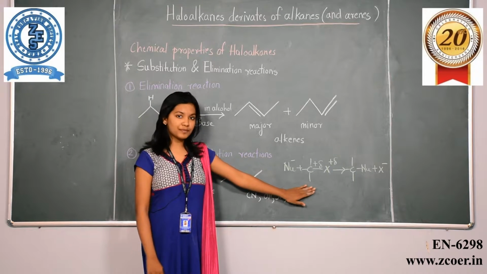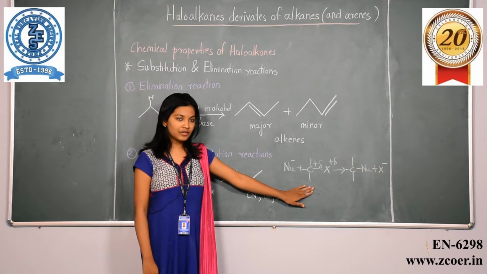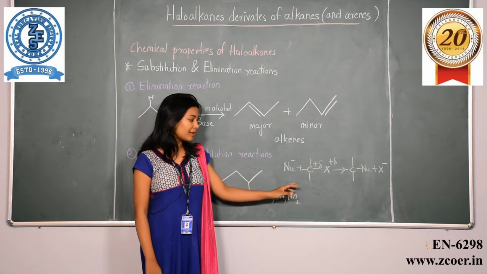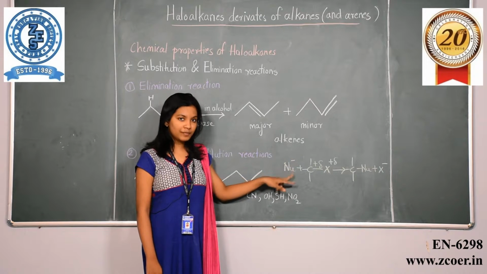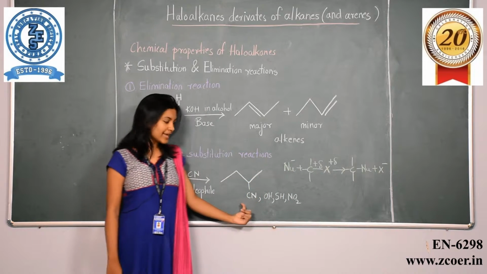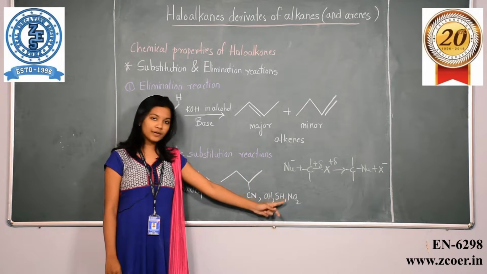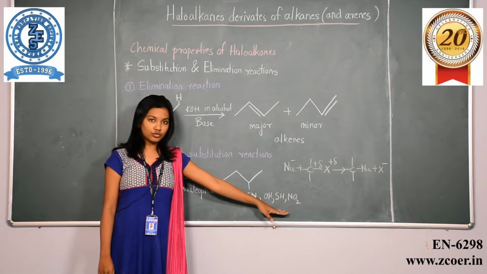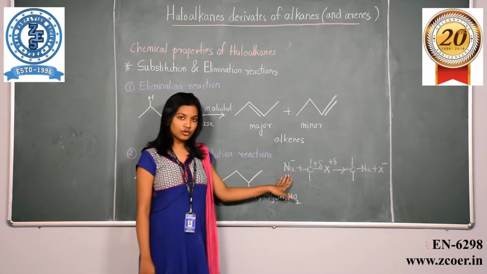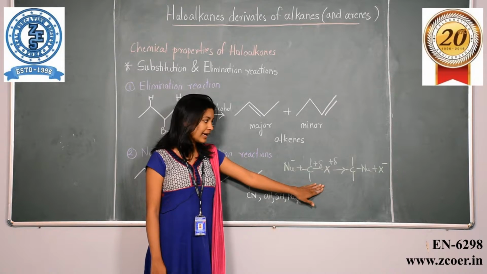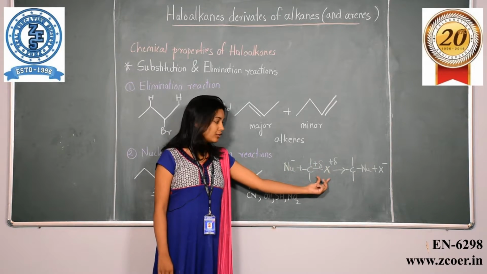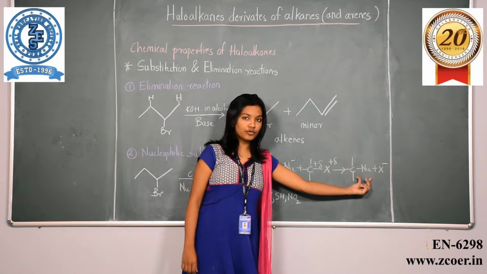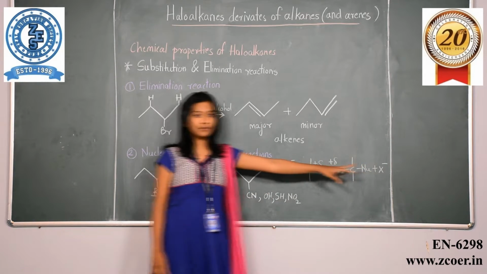So the general expression for this substitution reaction with an alkyl halide will be represented in this form. There will be some nucleophile which could be anything. It could be either a cyanide group, hydroxide group, SH group or NO2 group. So this will be your nucleophile. It will react with your alkyl halide and result in substituting this halogen with the nucleophile, and you will get some end product.